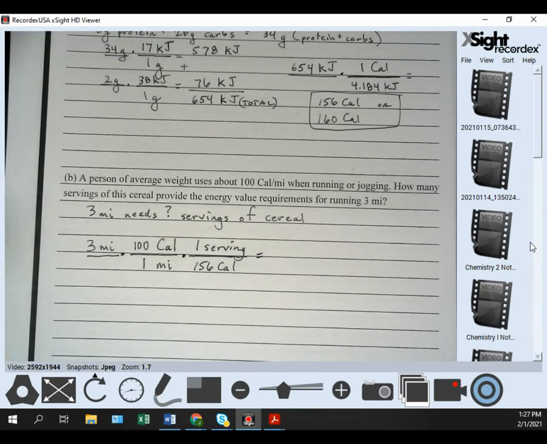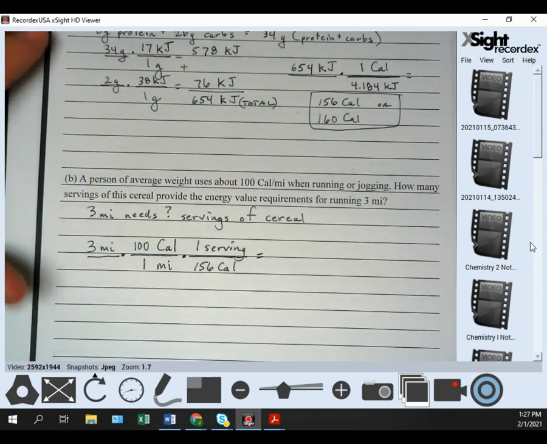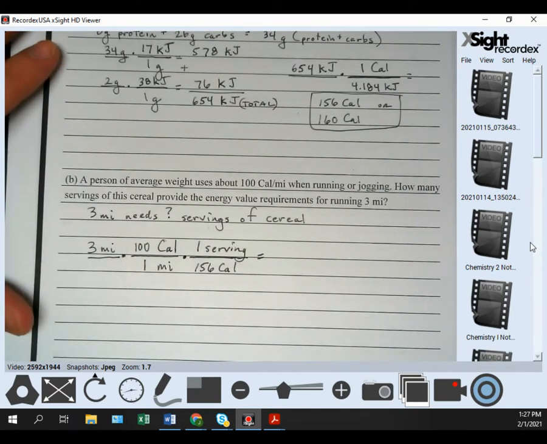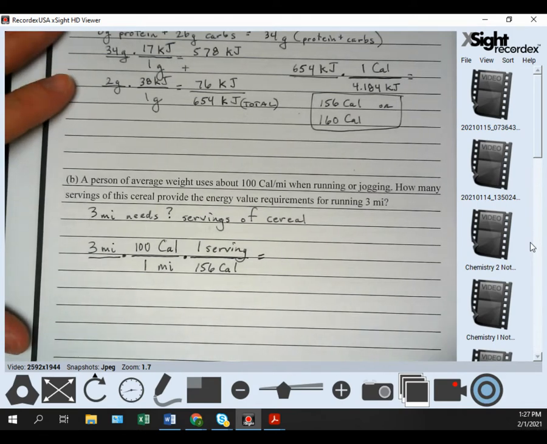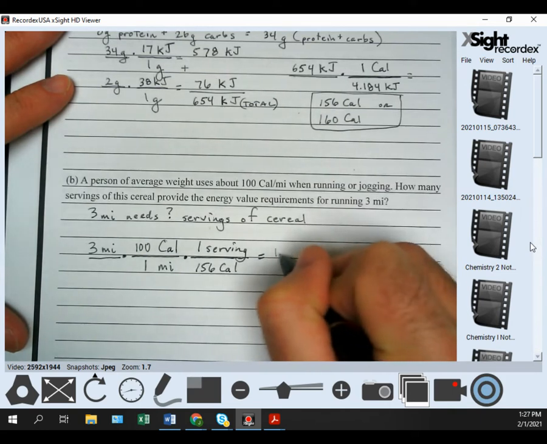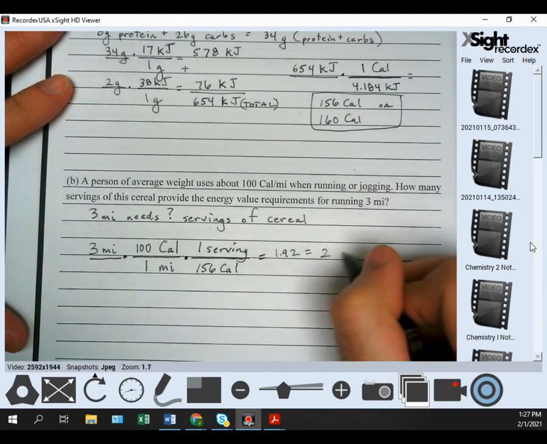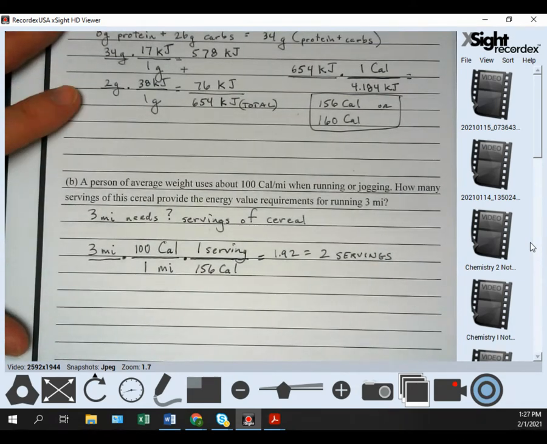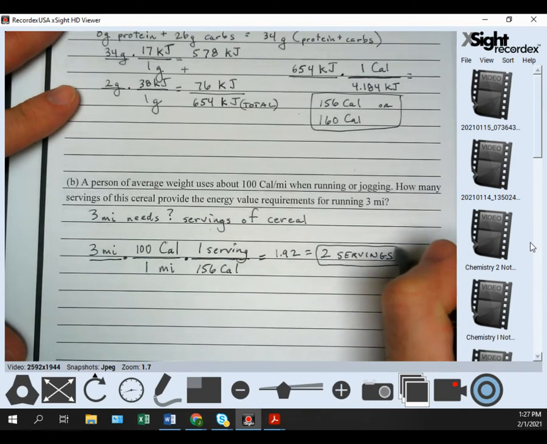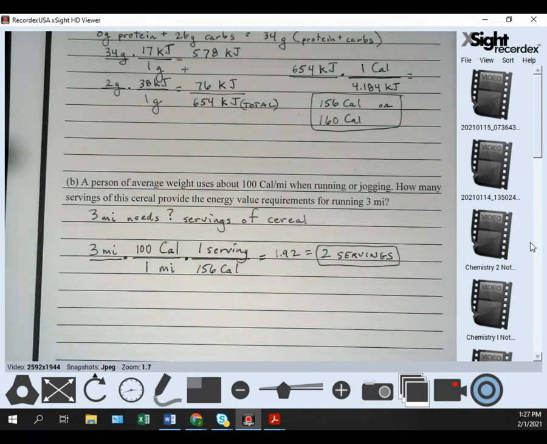And then your book does this on some of them. In your book, it treats serving kind of like people. You can't have 1.92 people. They say you can't have 1.92 servings when, I mean, in reality, you could measure out 0.92 of a serving, but they say you can only have one serving, two servings, three. So you would need a minimum of 2 servings. All right. How do we feel about that?